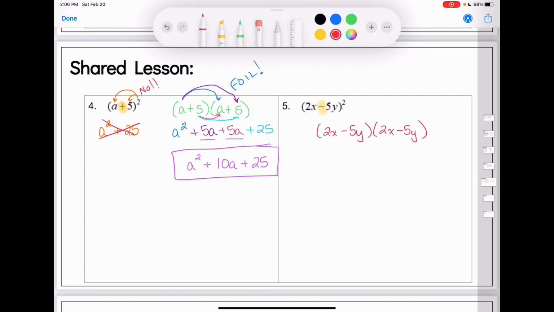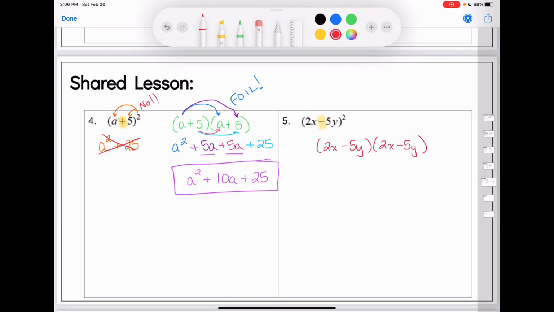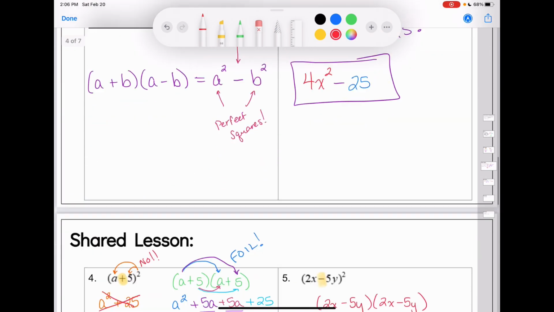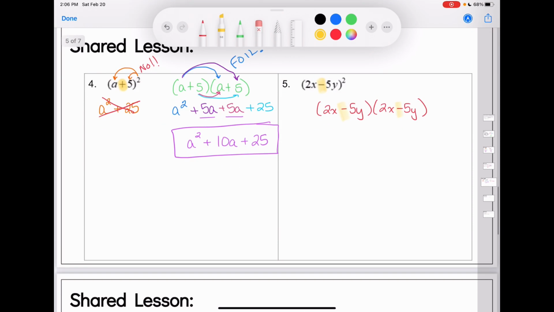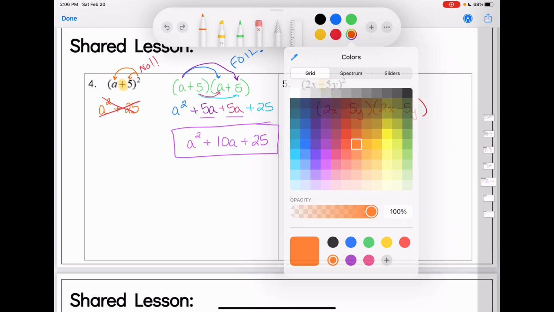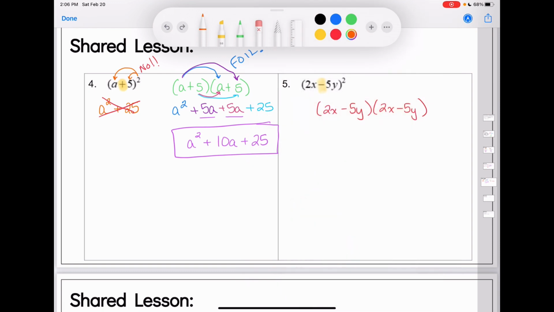Now, some of you may be thinking, wait, is that the dots shortcut? The first term and the second term are both the same, but be careful. Remember, for this, one has to be plus and one has to be minus. In this case, they're both the same. And so that middle term does not cancel out on these, which we saw when we actually FOILed it out the last time, right? And we'll see again. So this is not dots. All right, let's distribute. Let's do our FOIL.